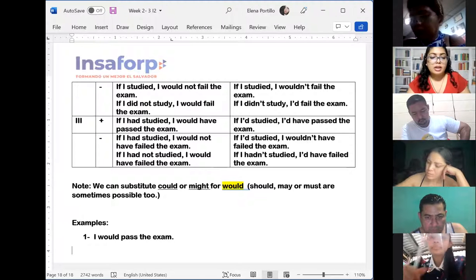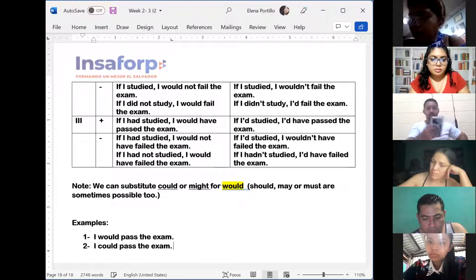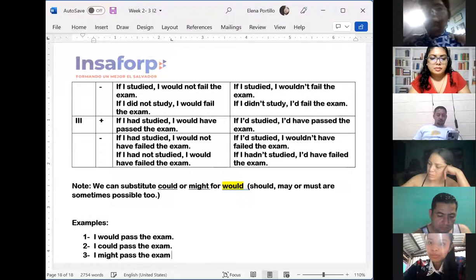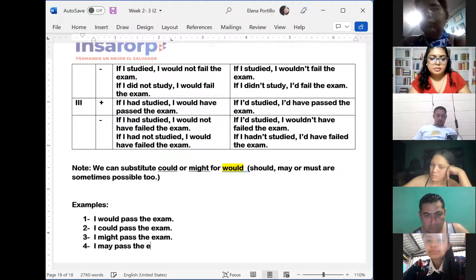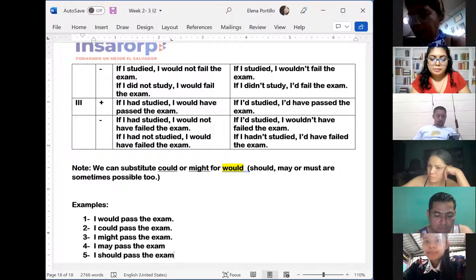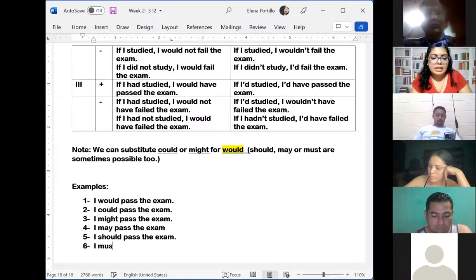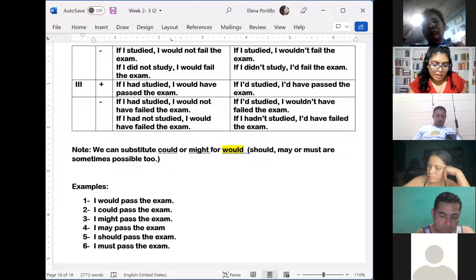Then I can use could in the same sentence. I might pass the exam. I may pass the exam. I should pass the exam. And we have, I must pass the exam. So we can use different words to represent this main clause.